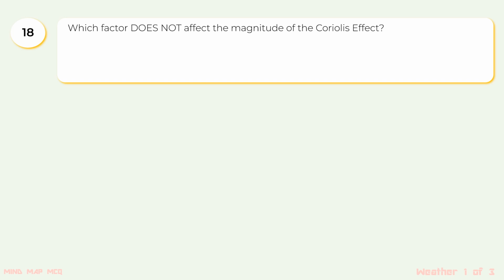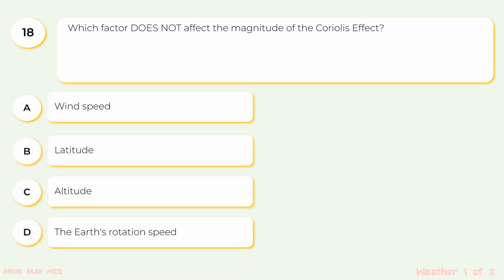18. Which factor does not affect the magnitude of the Coriolis effect? A. Wind speed, B. Latitude, C. Altitude, D. The Earth's rotation speed. The correct option is C.